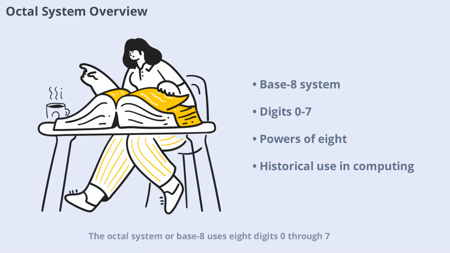The octal system, or base 8, uses 8 digits, 0 through 7. Each position in an octal number represents a power of 8. For example, the octal number 157 equals 1 times 64 plus 5 times 8 plus 7 times 1, which is 111 in decimal. Octal was once popular in early computing because it's easier to convert between binary and octal than between binary and decimal. While not as common today, understanding octal helps in grasping the evolution of number systems in computing.